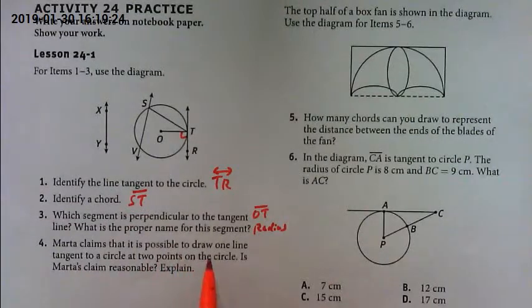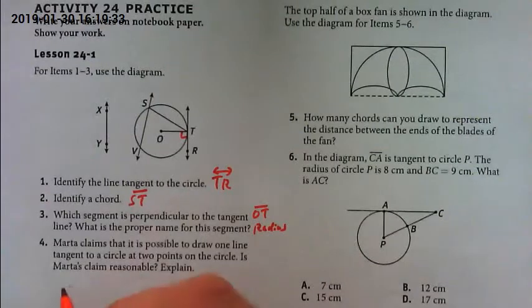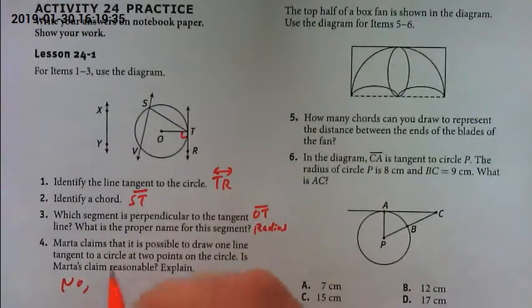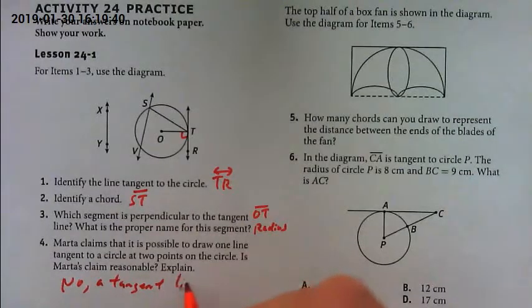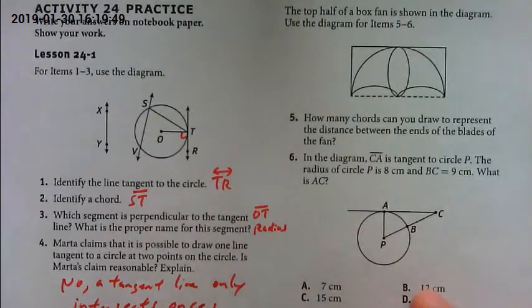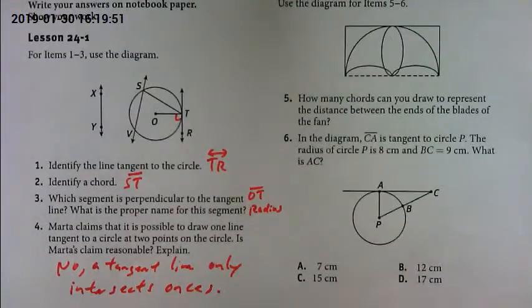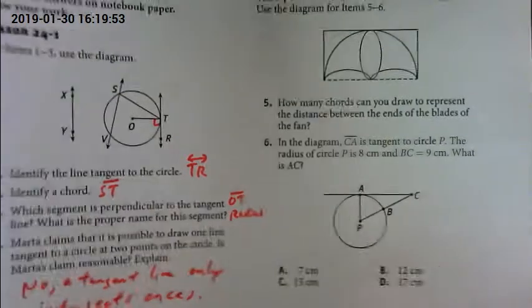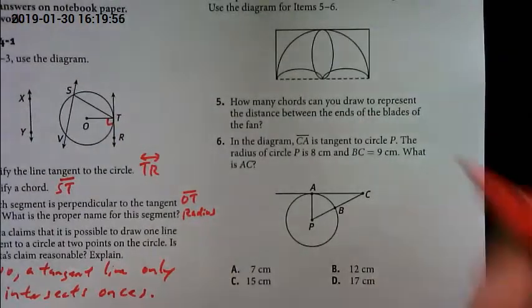Marta claims that it's possible to draw one line tangent to a circle at 2 points on the circle. Is Marta's claim reasonable? No. A tangent line only intersects once. All right, so that's 1 through 4. Over on 5.